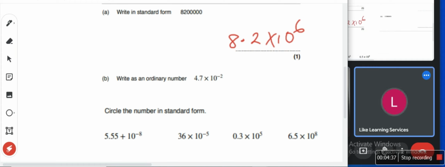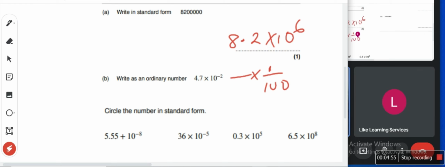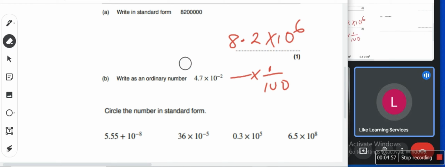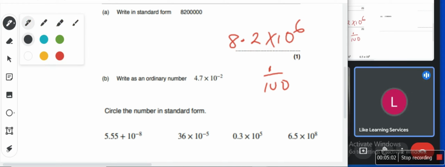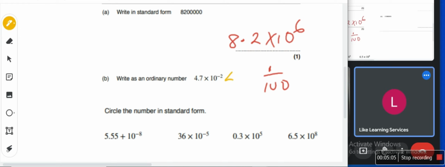I don't know. Okay, listen, this power minus 2 doesn't mean minus 10 times minus 10. If at all, it actually means times 1 over 100. Whatever you have, times 1 over 100. It's actually 4.7 times 1 over 100. 4.7 times 0.01.